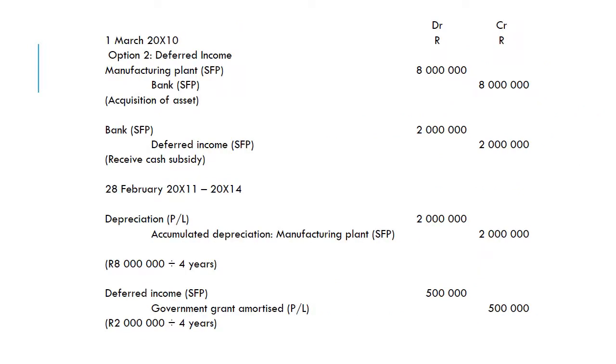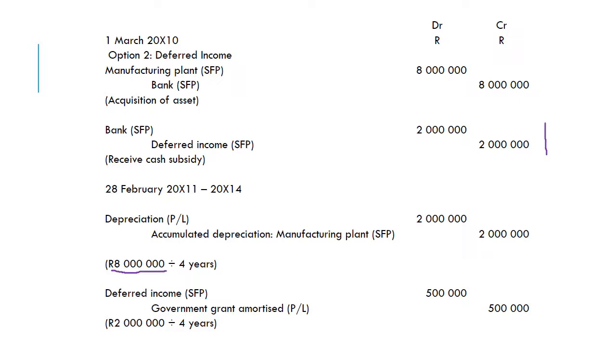And just note, in this option, there's no liability. If we chose option 2, which is to create a deferred income, the first journal would remain the same because we acquired this manufacturing plant. Then here, with our second journal, we still receive the money, debit bank, but now we are crediting our deferred income, which is a liability, in the SFP. Very important. Now, at the end of the year, when we write off our depreciation, we use the 8 million and not the 6 million as in option 1.